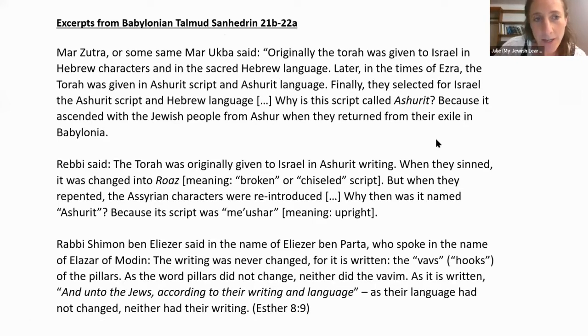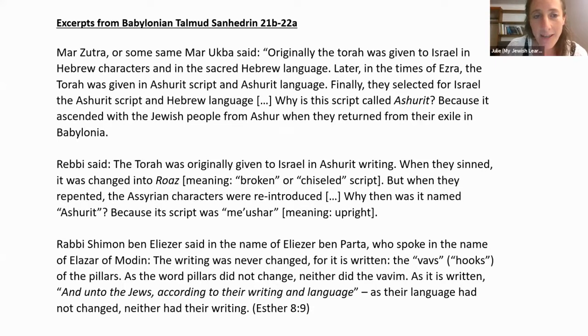So Mar Zutra, or some say Mar Ukba, said, originally the Torah was given to Israel in Hebrew characters and in the sacred Hebrew language. Now, when he says Hebrew characters, he means that early Hebrew, right? Because the later script is called ashurit. Later, in the times of Ezra, so this is in exile, the Torah was given in ashurit script and ashurit language.